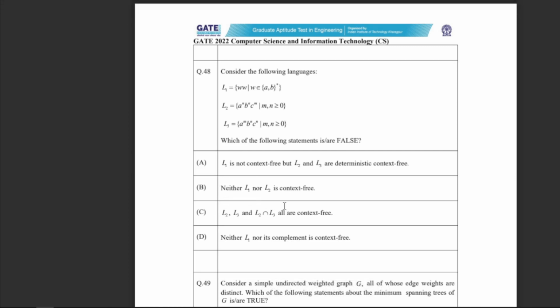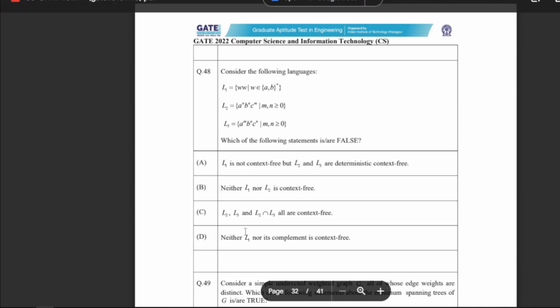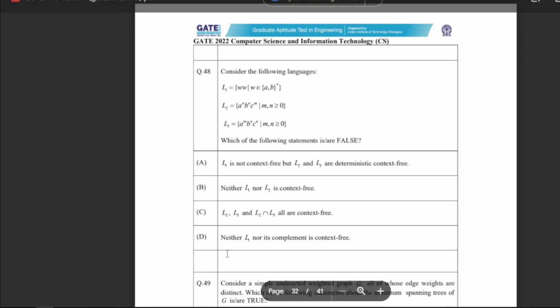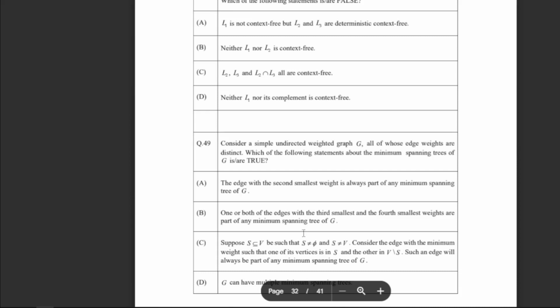Neither L1 nor L2 is context free. Okay, L2, L3 and L2 intersection L3 all are context free, and neither L1 nor its complement is context free. Now 49 is again MSQ.